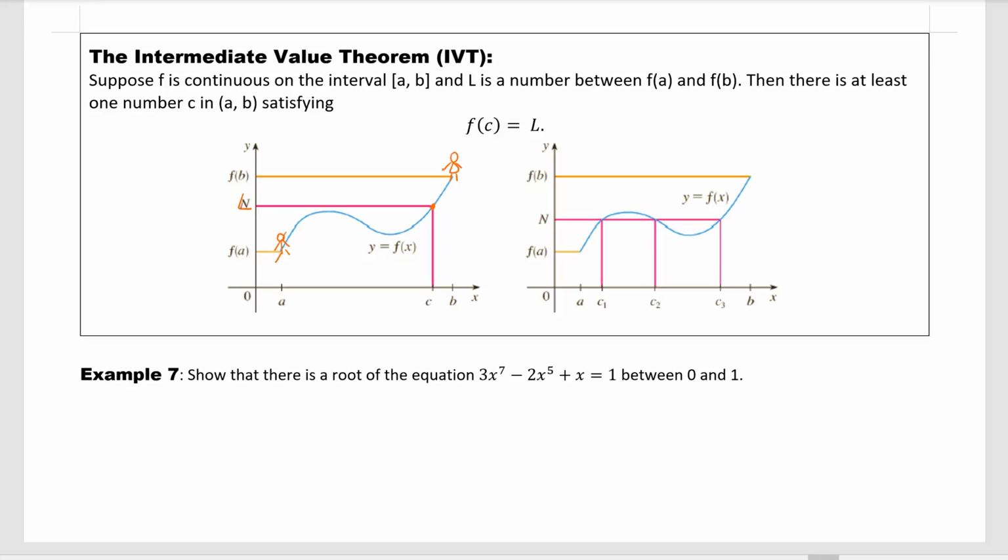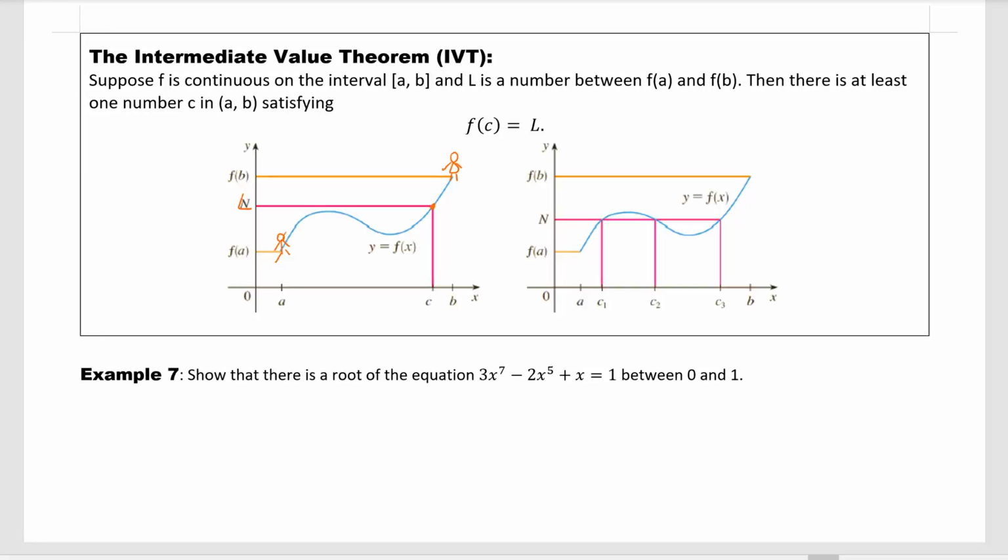So here we don't know where the number C is, okay? And we don't know the number of the C. Maybe there are 2 values of C, or maybe there are 3. We don't know the number, and we don't know where the C is located. So that is the intermediate value theorem.